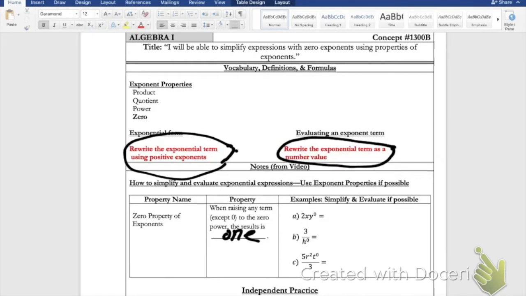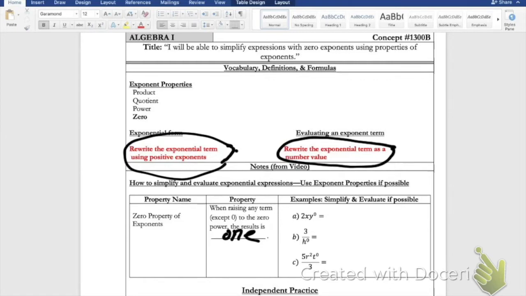So for example, 3 to the 0 is going to be 1. X to the 0 will be 1. So those are just general examples. All right, so let's look at more specific examples right here.